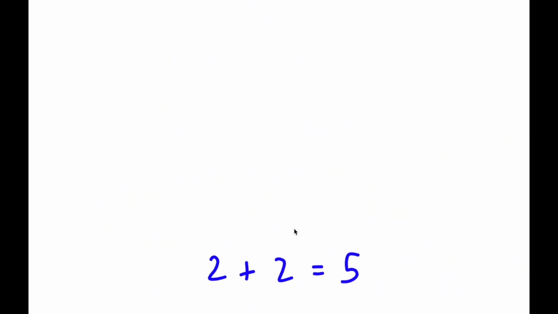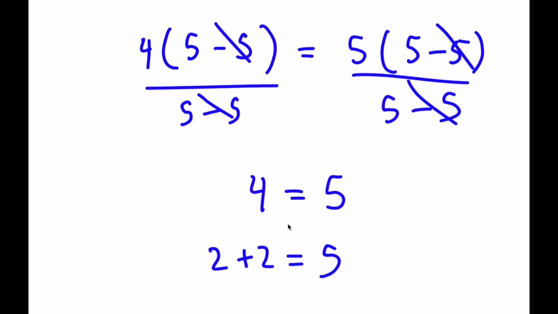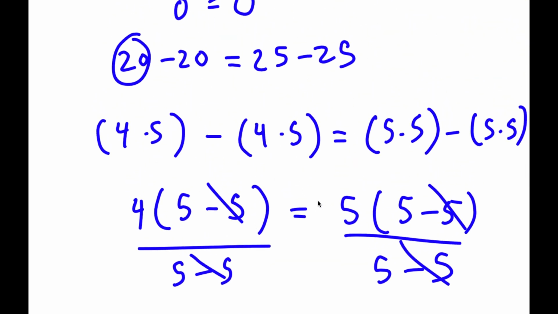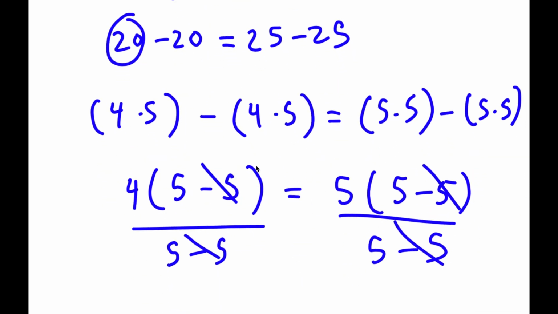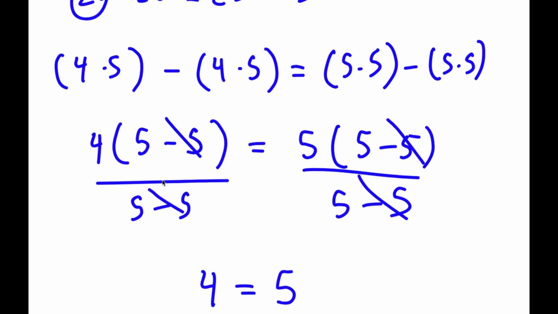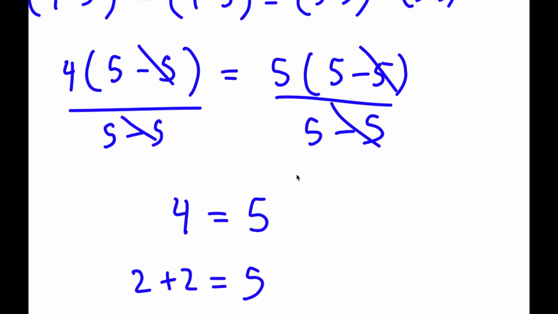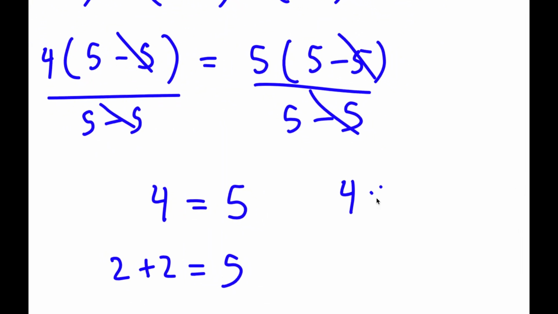Now, we obviously know that this is not right. 4 does not equal 5. So, where did I go wrong? Well, if you notice over here, I divided both sides by 5 minus 5. Well, we know that 5 minus 5 is 0. So this is the same thing as 4 times 0 is equal to 5 times 0.